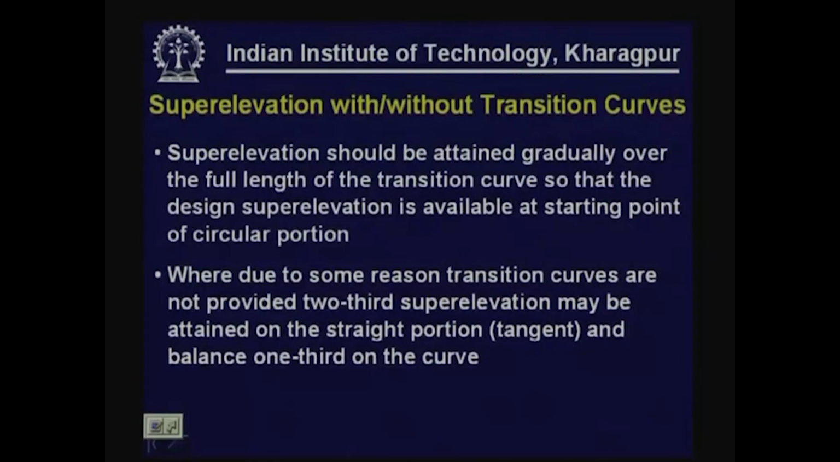The primary basis for this is that, even if we do not provide a transition curve, the natural path of driving also follows a particular transition pattern, because drivers do not suddenly rotate the wheels to match the radius of the circular curve. This is done gradually. Right from the tangent portion, the driver starts steering the vehicle and it follows a natural transition. Therefore, 2/3 of the super elevation is attained on the straight portion and 1/3 on the curve.